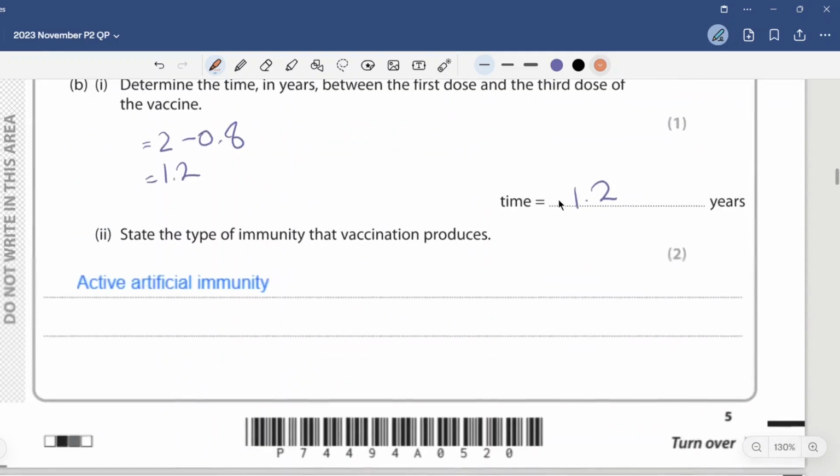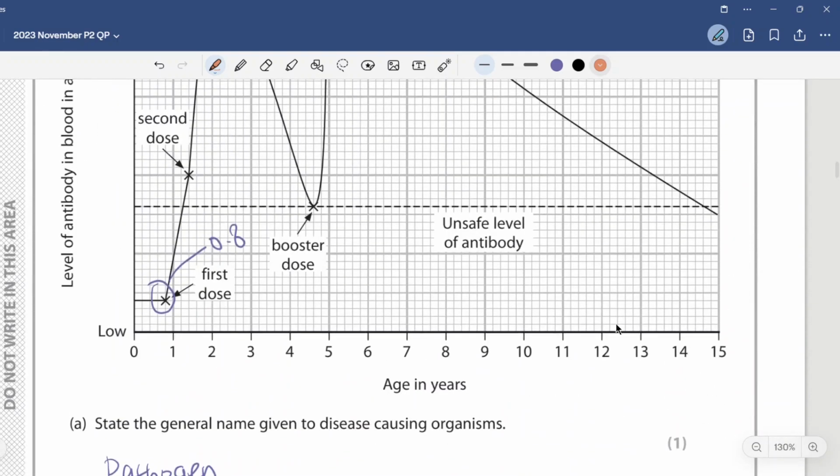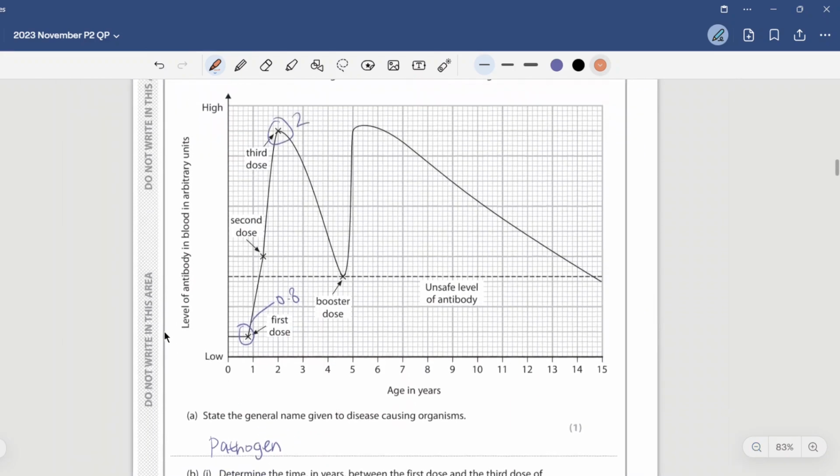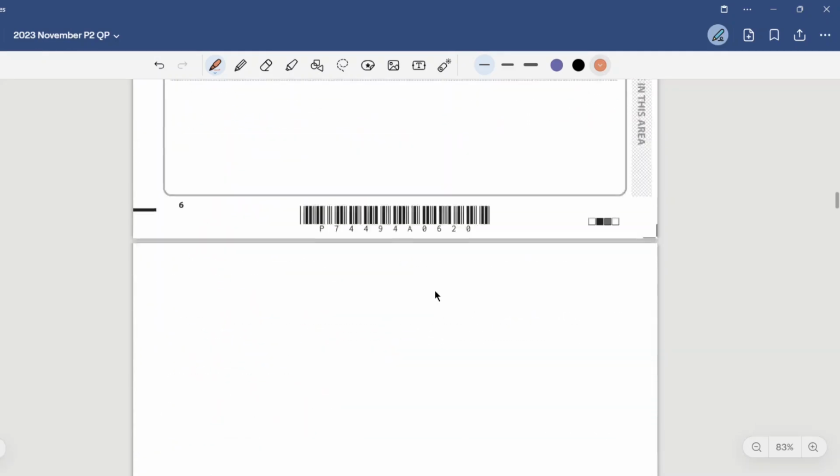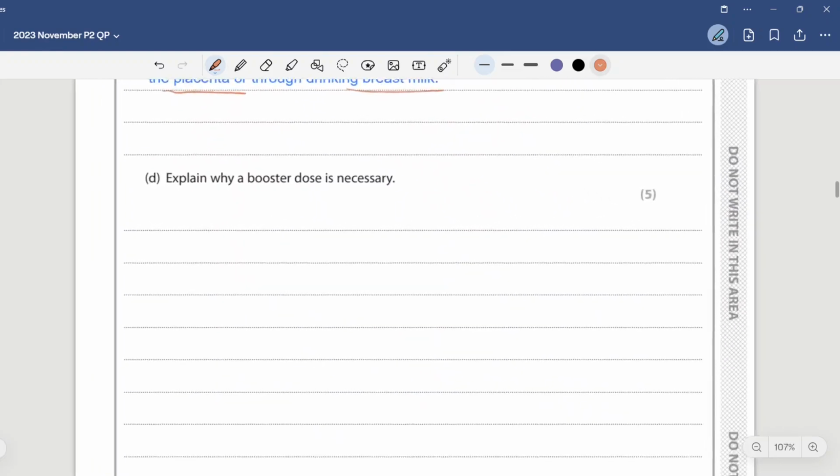Part D, explain why a booster dose is necessary. So let's scroll back up to this graph that we see here. Right? We can see that once you have the first dose, the second dose, the third dose, we can see the level of antibodies in the blood drops pretty drastically, and that's why a booster dose is needed, so that the level of antibodies is above the unsafe level for antibody. We want to make sure it's above the line so that the person is less likely to get the disease.